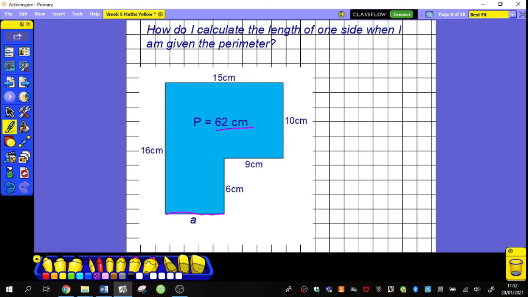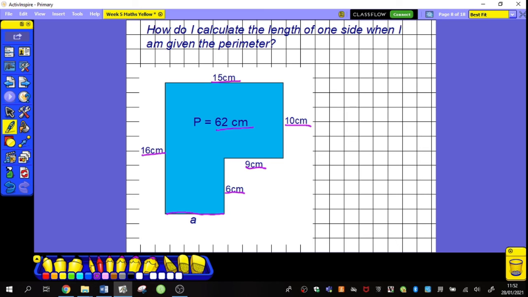Now I could take them individually. I could do 62 take away 10 to get me 52, I could take away 9 to get me 43, I could do that, or I could do it in a slightly quicker way. Let's add up all of these sides I know and then take that total away from the perimeter.